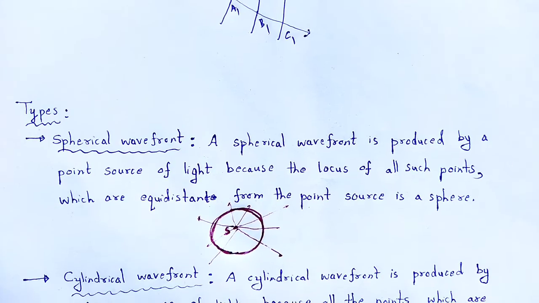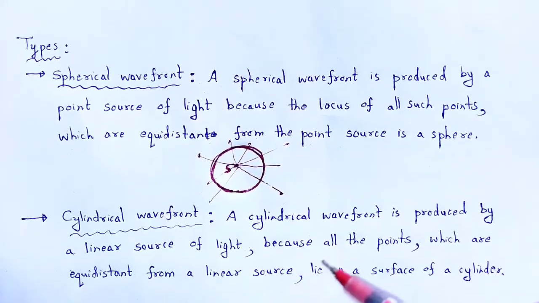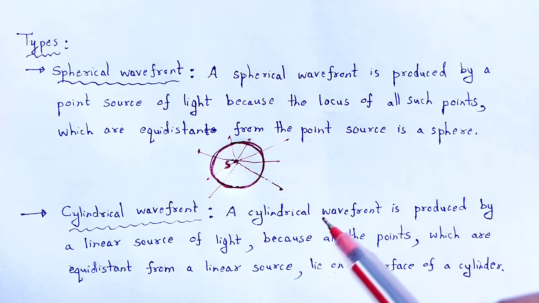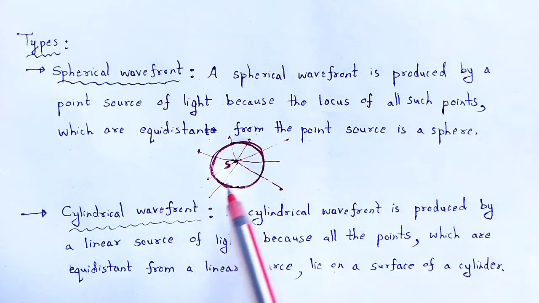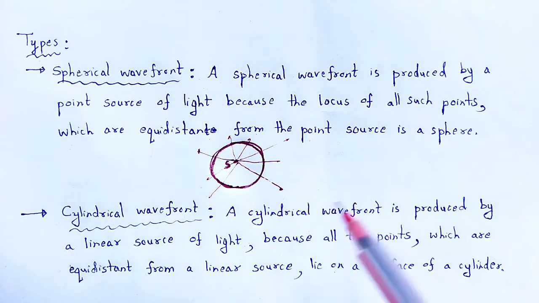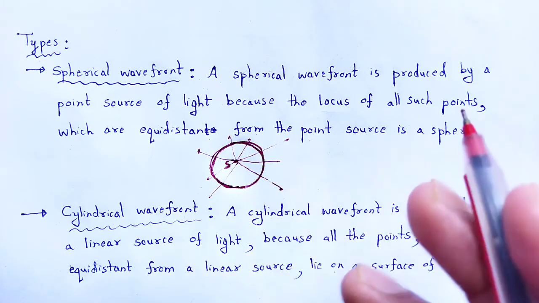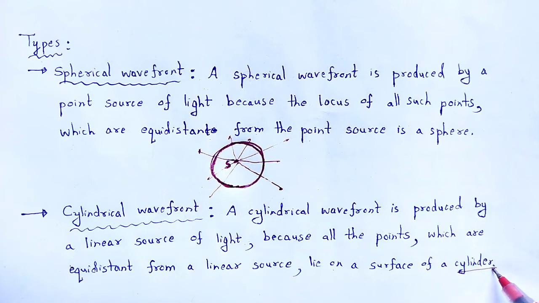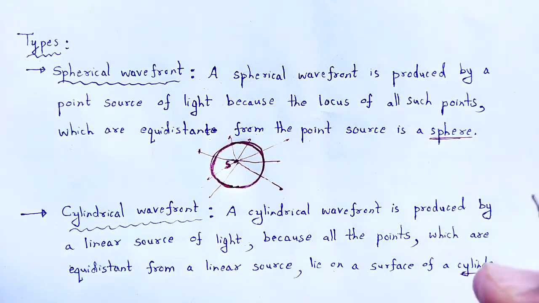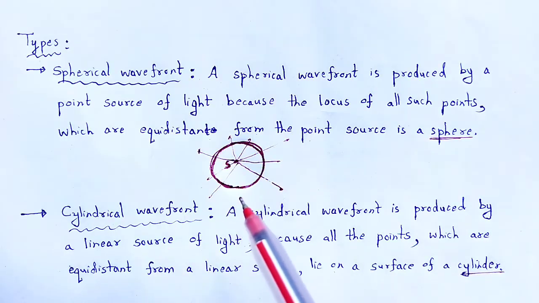Now, the concept of cylindrical wavefront, another type. A cylindrical wavefront is produced by a linear source of light. If the source of light is a line, we get a cylindrical wavefront, because all the points which are equidistant from the linear source lie on the surface of a cylinder. Here all the points lie on the surface of a sphere, here all the points lie on the surface of a cylinder. So, it looks like a cylindrical wavefront.